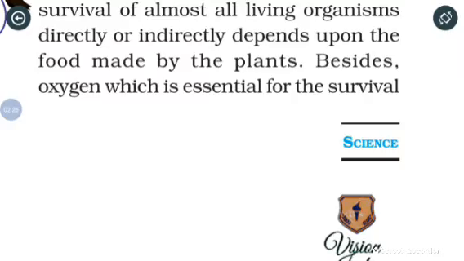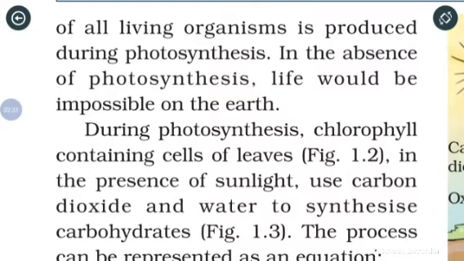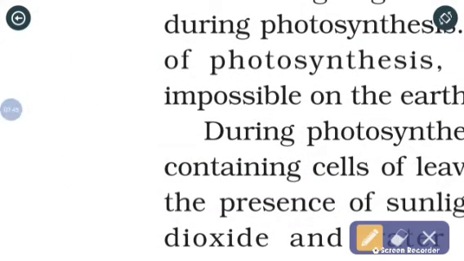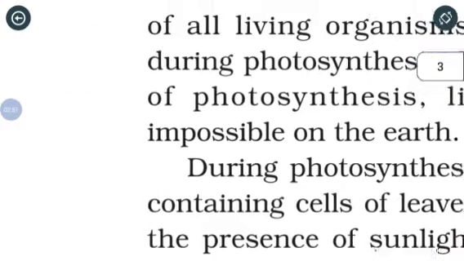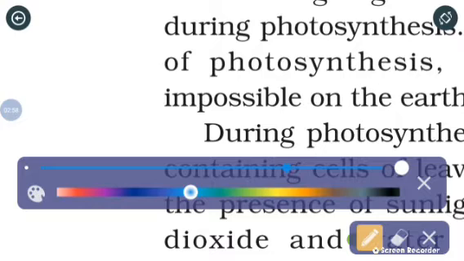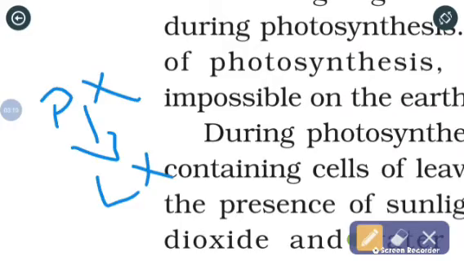Besides, oxygen, which is essential for the survival of all living organisms, is produced during photosynthesis. In the absence of photosynthesis, life would not be possible on Earth. It means photosynthesis is the first process of life. If photosynthesis is occurring, then life would be happening. If photosynthesis does not occur, life would not be occurring. Understand?